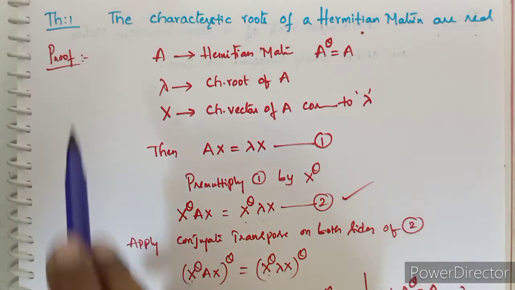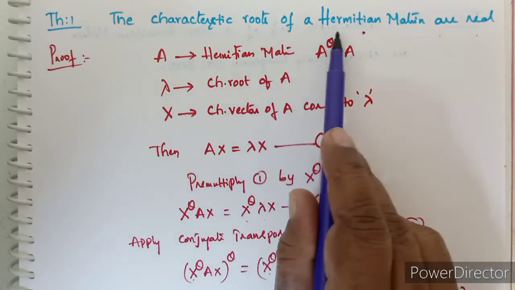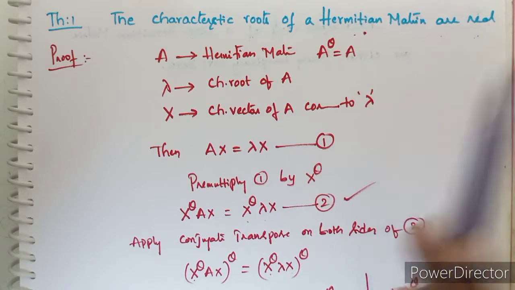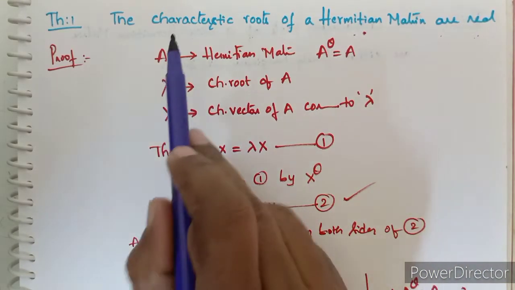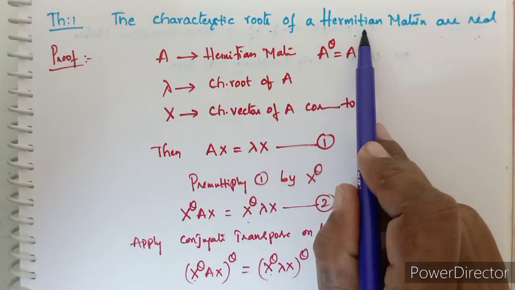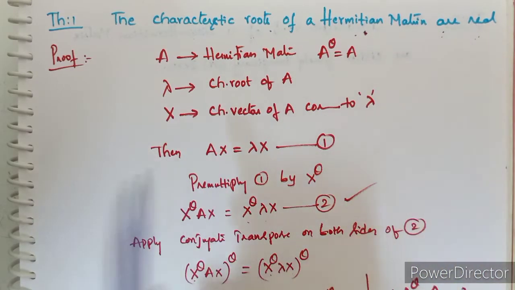Theorems. Theorem number 1. The characteristic roots of a Hermitian matrix are real. Very important. The characteristic roots of a Hermitian matrix are real. We will see the proof.